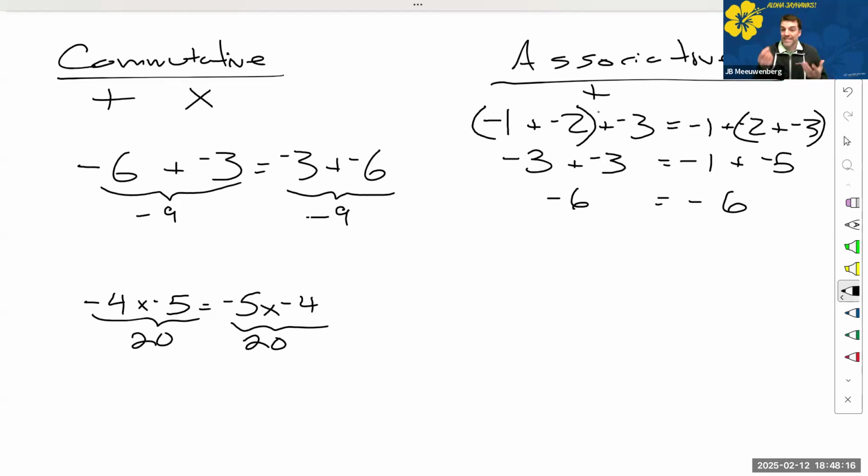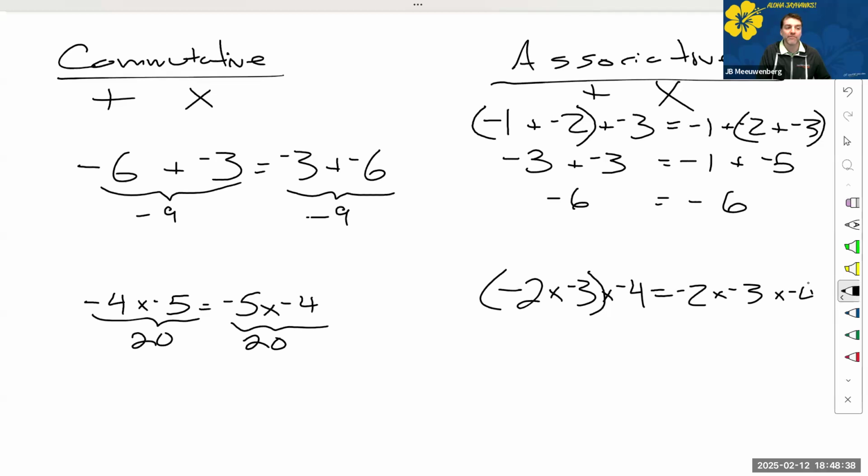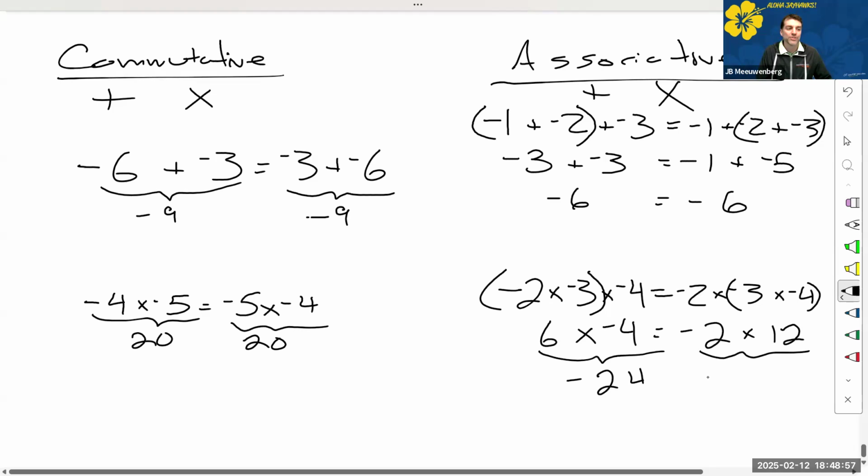So we have associative for addition, and we also have associative for multiplication. It might look something like -2 times -3 times -4. That -3 in the middle, maybe it wants to be grouped with the -2. Or maybe it wants to be grouped with the -4. You always have the choice. And sometimes it depends on the numbers. You might have nice numbers that you want to work with. Doing it this way, we'd have 6 times -4. Doing it this way, we'd have -2 times +12. Those both equal negative 24. So that's what the associative property looks like.